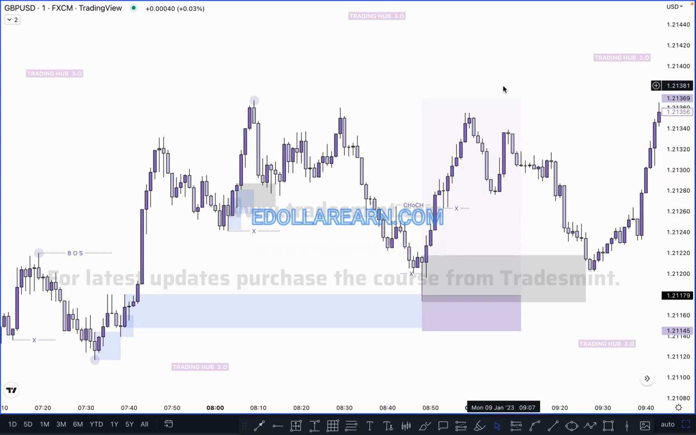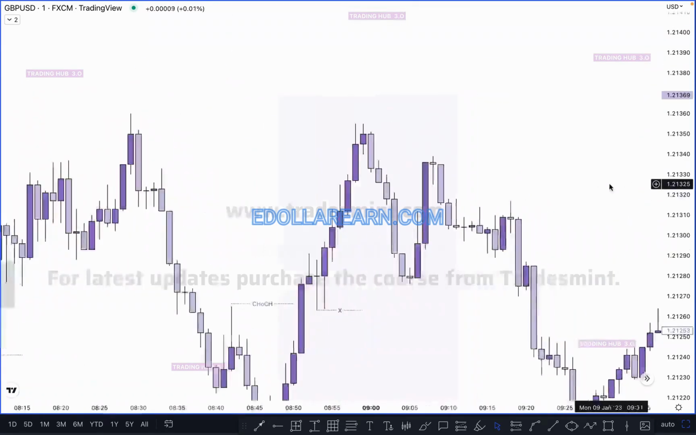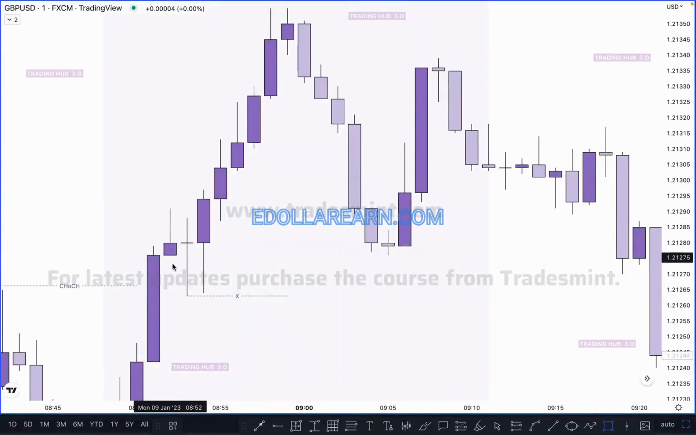Only two order blocks are available here. First one is here, right? Because this candle took out the previous candle's liquidity. Let me show you exactly. This candle took out the previous candle's liquidity.